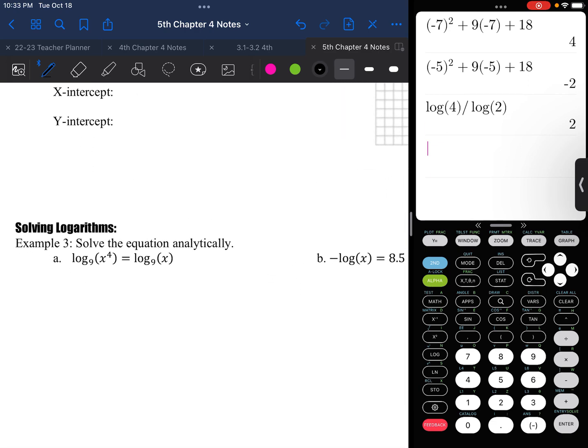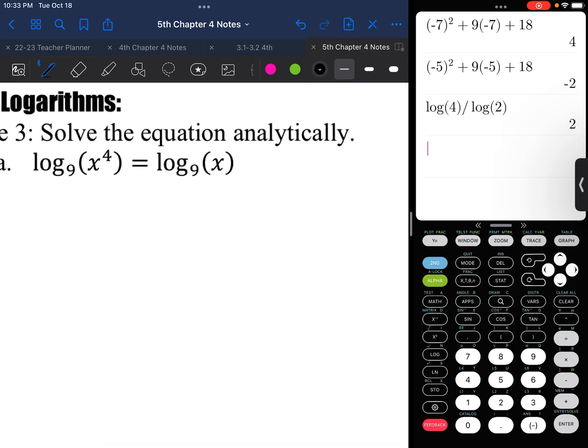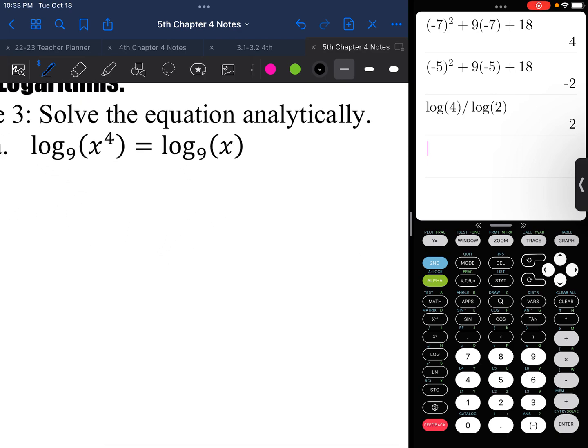Okay. All right. So we're going to do some working with logs like we were working with exponentials, where we need to actually go ahead and solve them analytically. So the first thing I'm noticing here is that we have a base 9 and a base 9. So the very first move I'm going to make is I'm going to take 9 to the power of both sides. Okay, so what's going to happen is that's going to go away.